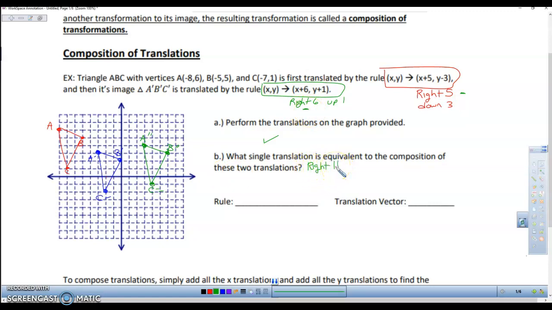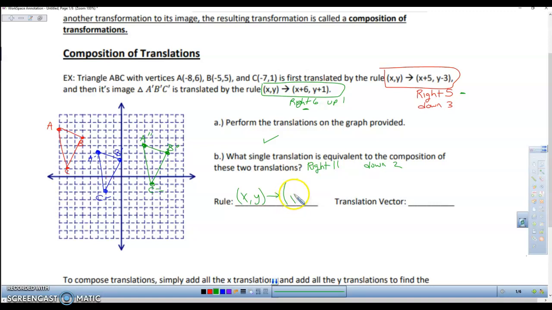And then in terms of the y coordinates and the up and down, I went down 3 first, and then I went up 1, which gives me a total movement of down 2. So instead of doing those 2 moves, I could have gone directly from the red triangle, or triangle ABC, to the green triangle, or triangle A double prime, B double prime, C double prime, if I followed this simple rule. X comma Y, and then I draw my little arrow.